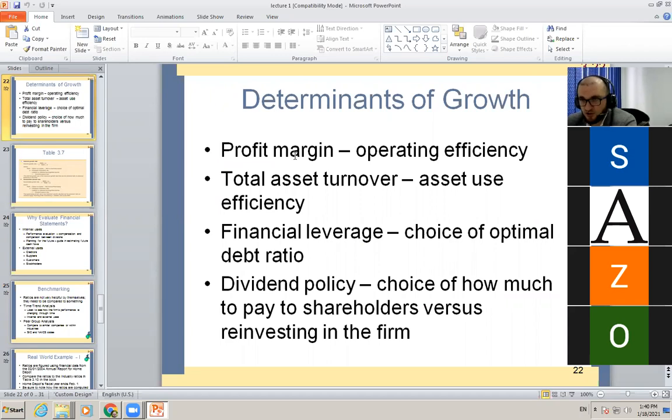So determinants of the growth rates are basically profit margin that measures the operational efficiency, the total asset turnover, the asset use efficiency, financial leverage, choice of optimal leverage, and of course the dividend policy, choice of how much to pay to shareholders versus how much money should be kept in the firm to reinvest. So these are the variables that affect the growth of the company.